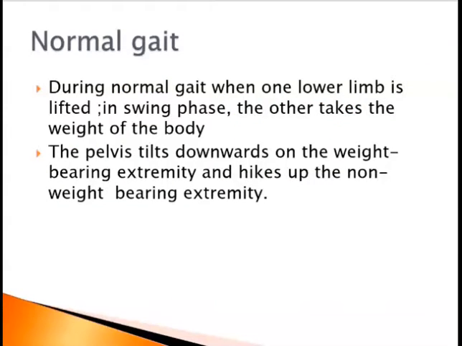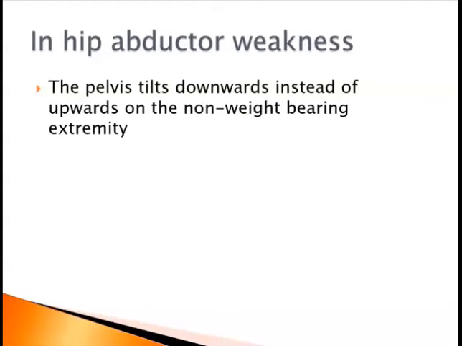Normal gait. During normal gait, when one lower limb is lifted in the same phase, the other takes the weight of the body. And the pelvis tilts downwards on the weight-bearing extremity and hikes up non-weight-bearing extremity. This is normal gait. In hip abductor weakness, the pelvis tilts downwards instead of upwards on non-weight-bearing extremity.